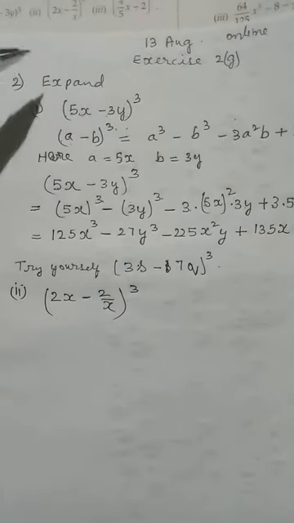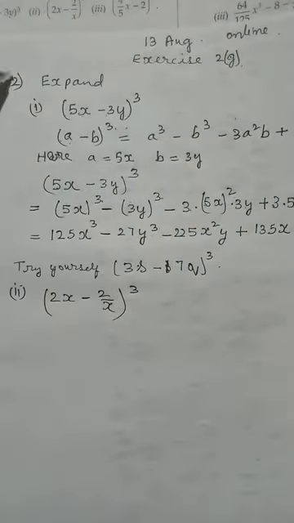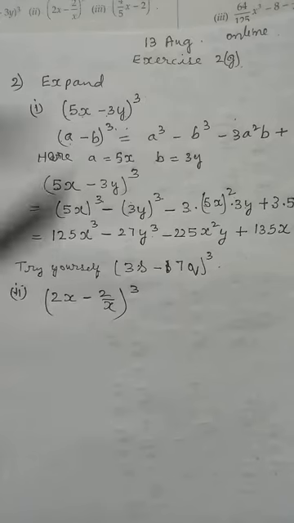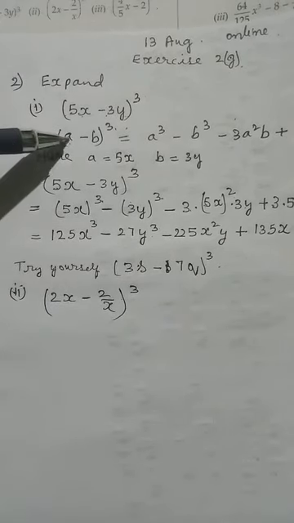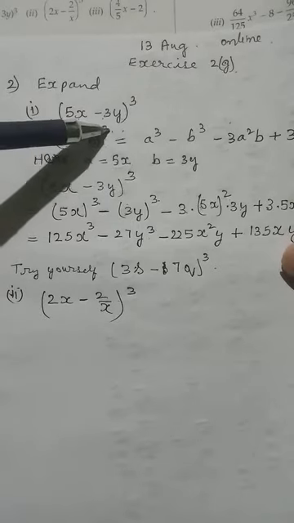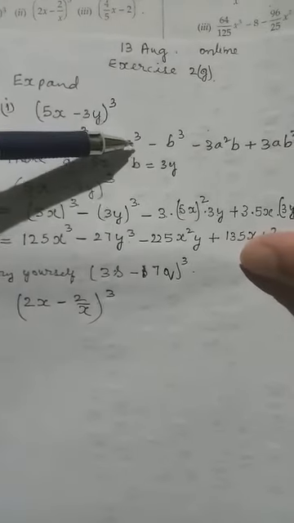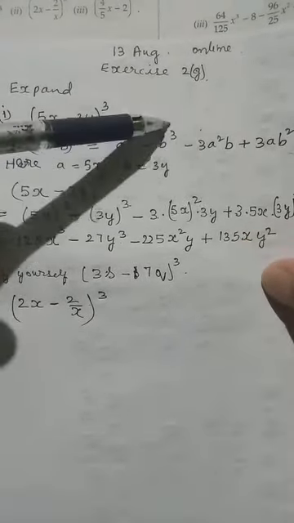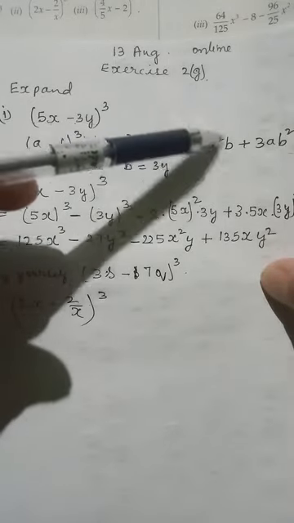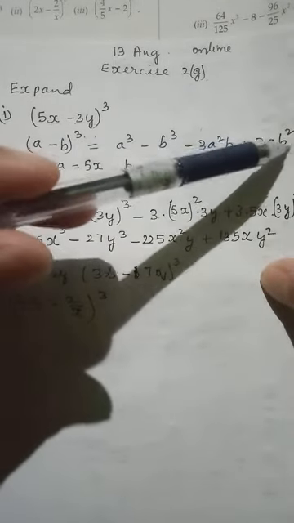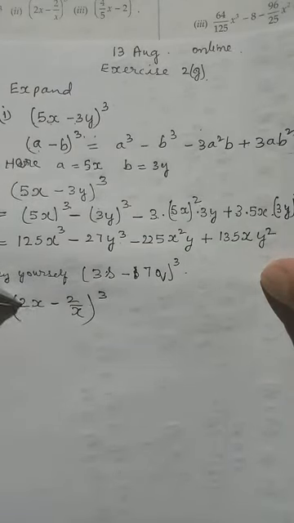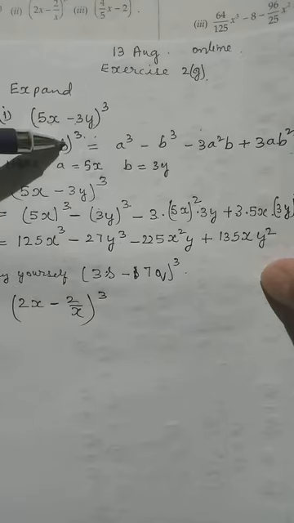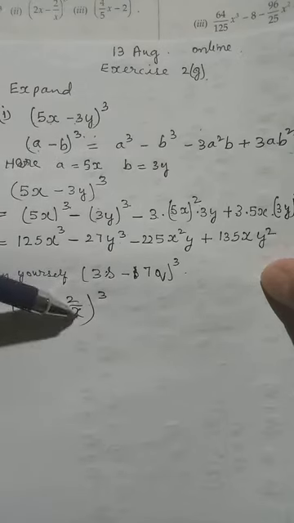Today, let us do exercise 2G number 2. We have to expand this one. So we have to use the same formula, that is (a minus b) whole cube, which is equal to a cube minus b cube minus 3a square b plus 3ab square. But if you compare here, our a is 2x, and b is equal to 2 by x.